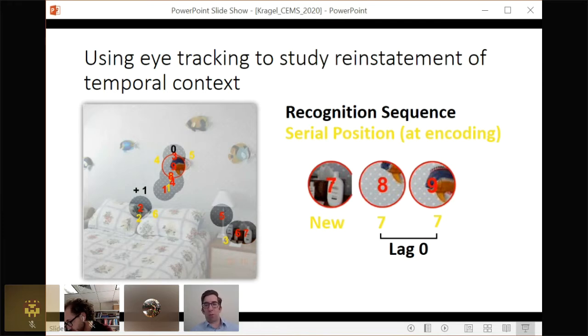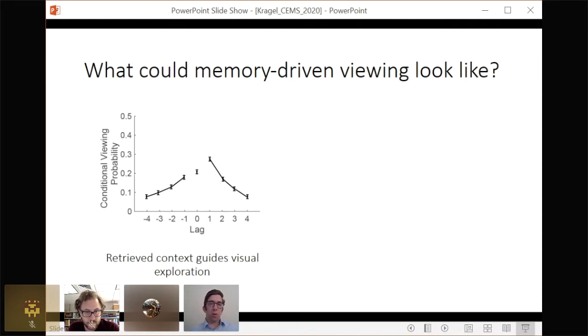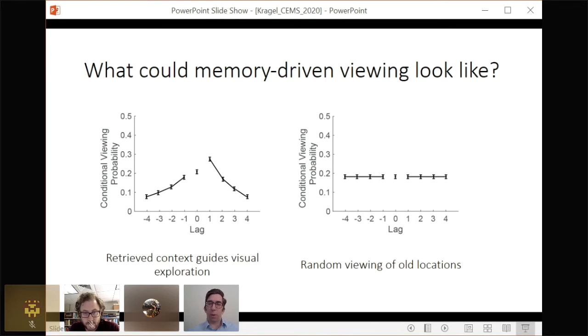So given we have this approach to break down a viewing sequence and understand how temporal context might guide memory-driven viewing, we can make some predictions about what behavioral results might look like. Here, rather than the typical conditional response probability curve, the CRP curve, we're going to be looking at viewing probability curves. They're essentially telling you the same thing, except we're adding a lag 0 describing repeats. And if temporal context drives viewing behavior just as it drives recall behavior, we'd expect a very similar looking curve with contiguity effect and forward asymmetry. In contrast, if subjects just tend to randomly look about previously viewed locations, then you'd expect this curve to be flat.